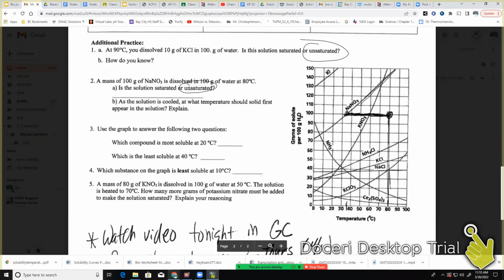All right, and why don't y'all give number 3 and number 4 a try? Those are pretty easy.